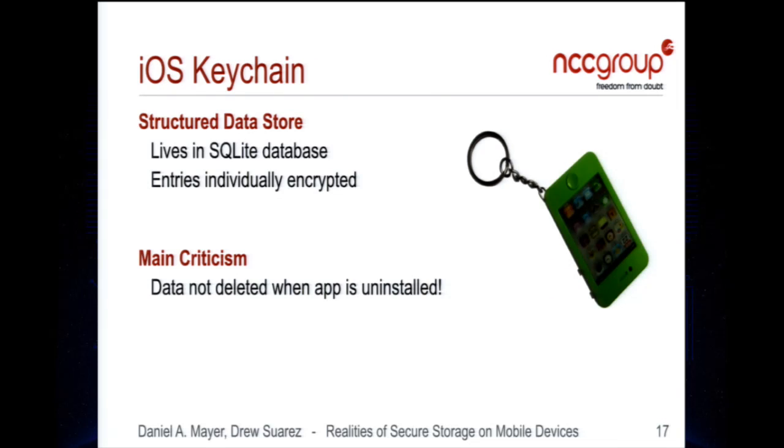So now we talked about the file encryption. There's a second mechanism on iOS, which is the iOS keychain, which you probably heard about. This is like a structured data storage where you can store lists of data, arrays of data, dictionaries, and things like that. And internally, this lives in a SQLite database, which is stored on the file system simply.